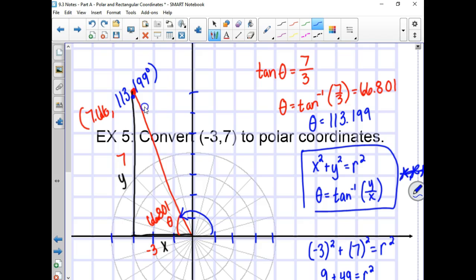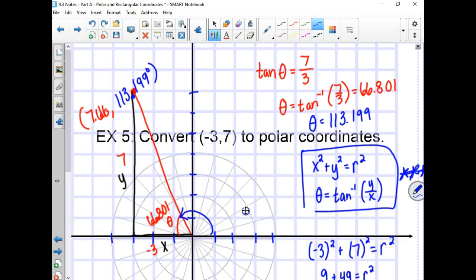So, if your rectangular coordinates are in the first or fourth quadrant, the calculator can usually handle doing those problems and you don't have to graph them. But if your rectangular coordinates are in the second or the third quadrant, go ahead and graph that because the angle is going to be off on those.